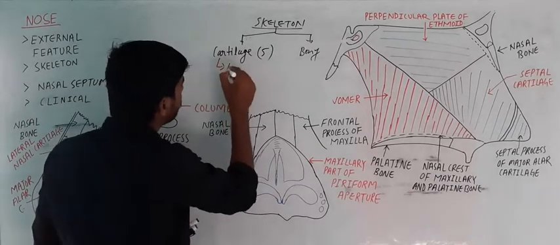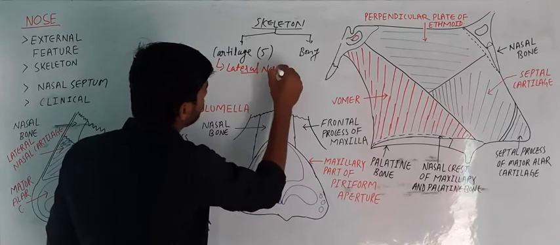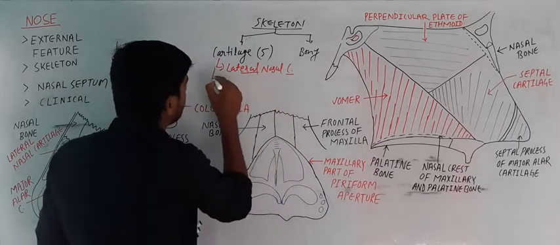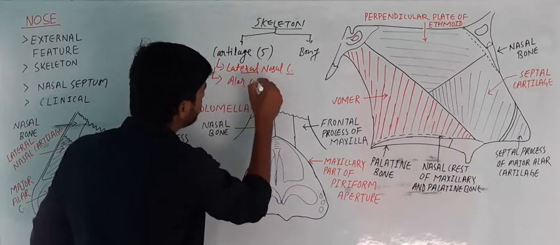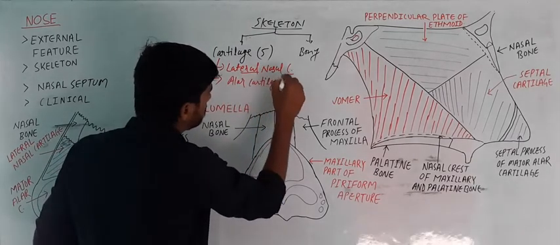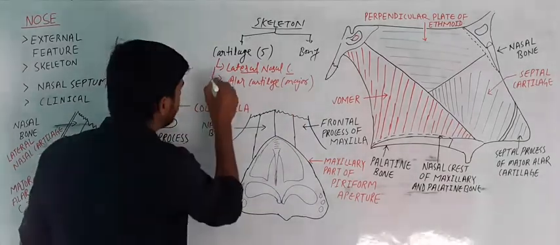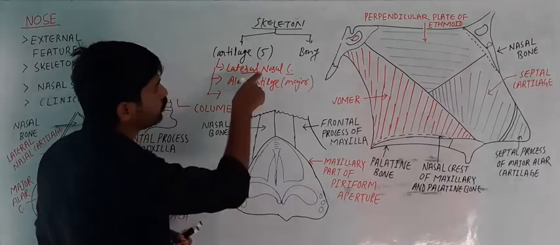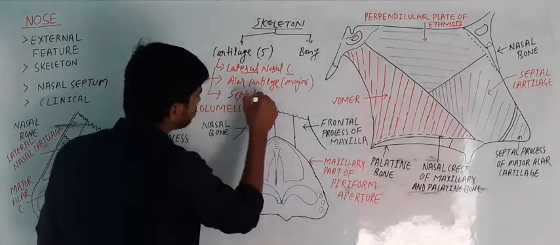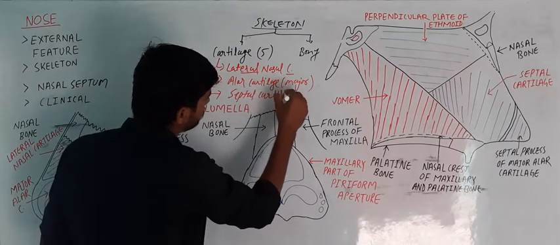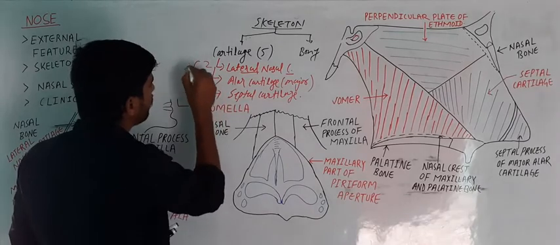Two are the lateral nasal cartilages, and 2 are the major alar cartilages. There are some minor alar cartilages also. That makes 4, and the last one is the septal cartilage. So this 2, 2, and 1. These all are the 5 cartilages.